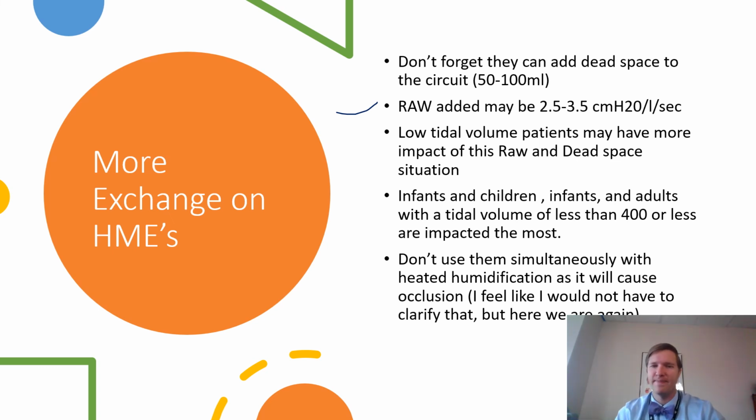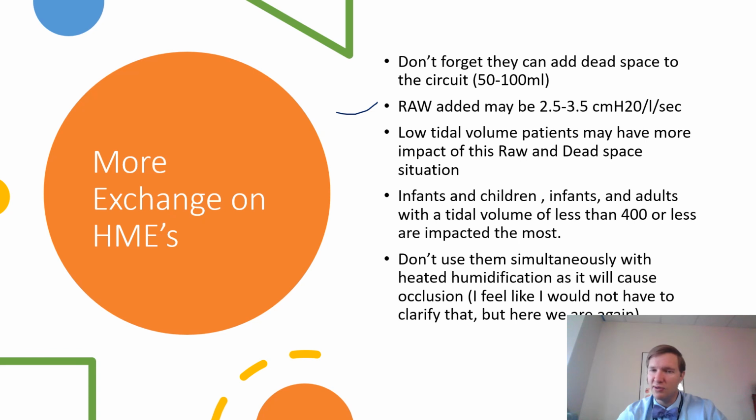We should look at that. Infants, children, and adults with tidal volumes less than 400 mLs are impacted the most. So once we get to these very small tidal volumes, that's where HMEs can be causing some issues, and we should look at changing that out to heated humidity in those cases.